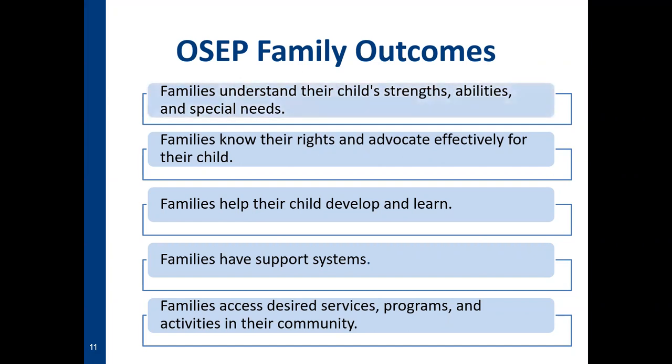Families understand their child's strengths, abilities, and special needs. Families know their rights and advocate effectively for their child. Families help their child develop and learn. Families have support systems. And families access desired services, programs, and activities in their community. Now, after seeing this list of family outcomes, what other tasks might you add to your list?